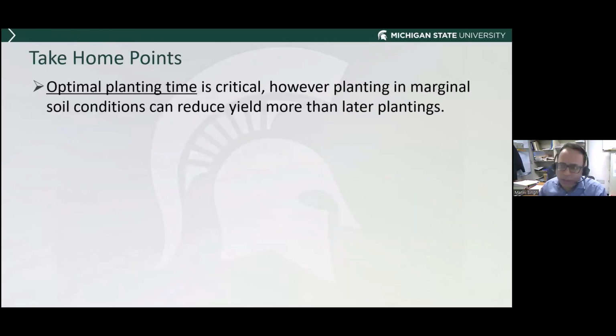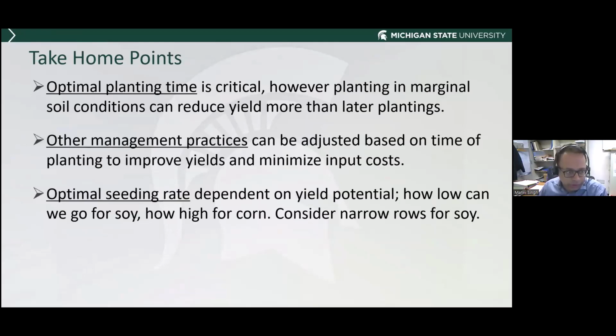So to wrap it up again, number one, optimal planting time is very critical while making sure we are planting in the right field conditions, right? Because if we don't, we might get a yield penalty just from that, more so on the corn side than on the soybean side of things.